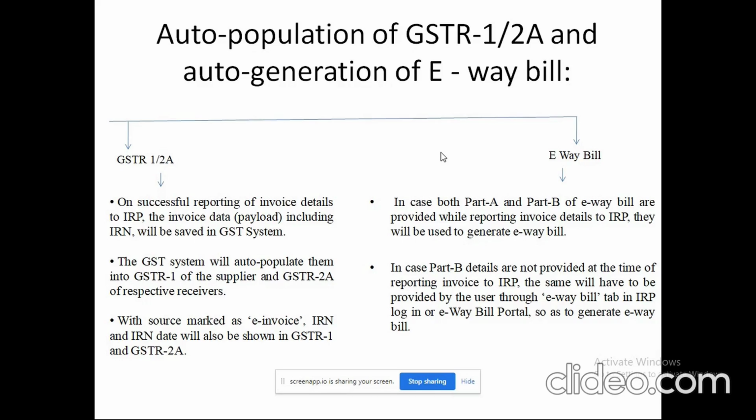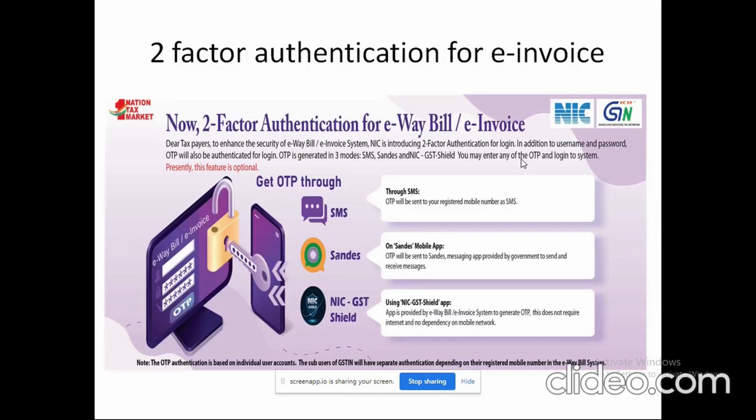Two-factor authentication is that on logging into the e-invoicing system, the taxpayer can log in using his login ID and password. After using his login ID and password, he has to authenticate himself through OTP. Only after authenticating through OTP can he successfully log in to the e-invoice portal. For the e-way bill portal also, the same requirement is to be met.